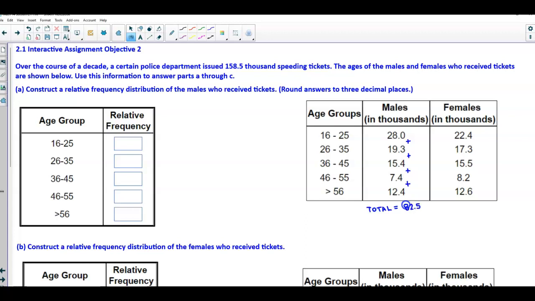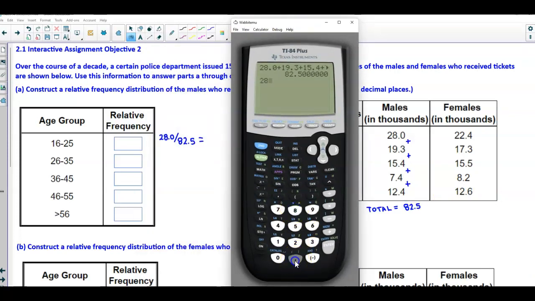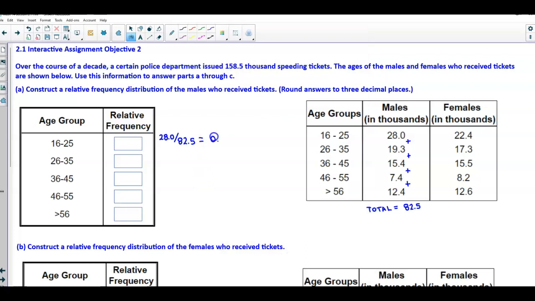Okay, and so now we're going to take each amount, that is our relative frequency. So for the 16 to 25 age group, there's 28 of them. So we're going to take 28.0 and divide that by 82.5. We get, to 4 decimal places, 0.3393, and they want us to round that to 3 decimal places. So this is our rounding digit, and this is our testing digit. The 3 tells us that we need to keep the 9 the same, so therefore it's 0.339.